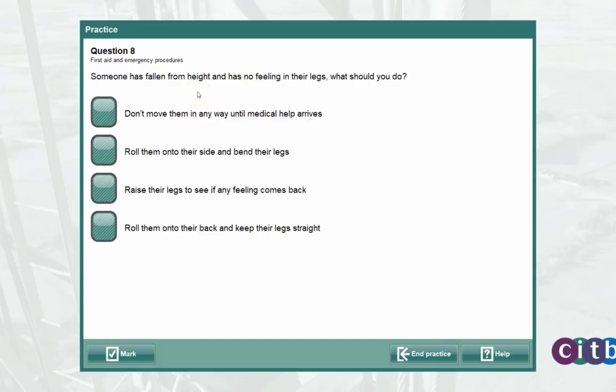Someone has fallen from height and has no feeling in their legs. What should you do? Don't move them in any way until medical help arrives. Roll them onto their side and bend their legs. Raise their legs to see if any feeling comes back. Roll them onto their back and keep their legs straight.